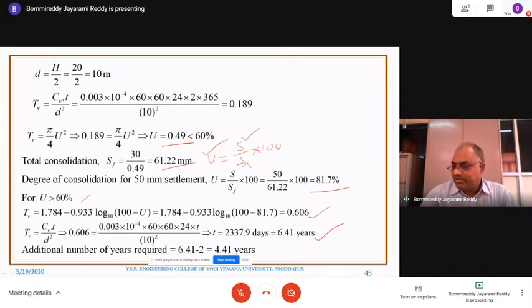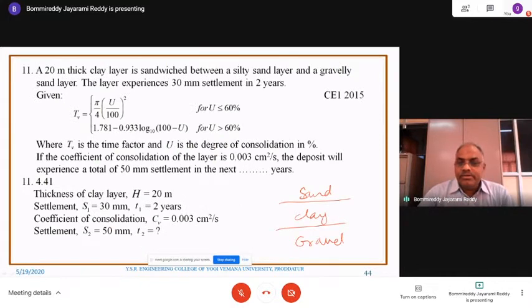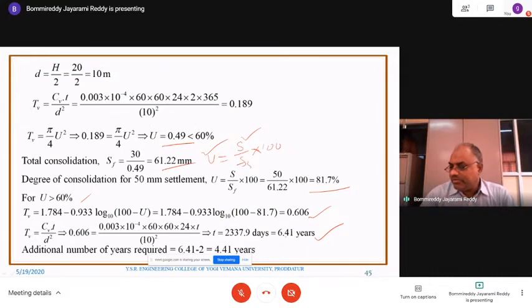6.41 years. So in the question, you need to understand the question. Here, what is the question? The deposit will experience a total of 50 mm settlement in the next dash years. In the next dash years means already 2 years are over, that means time after 2 years. That means the final answer must not be 6.41. It is 6.41 minus 2 years, which is equal to 4.41 years.